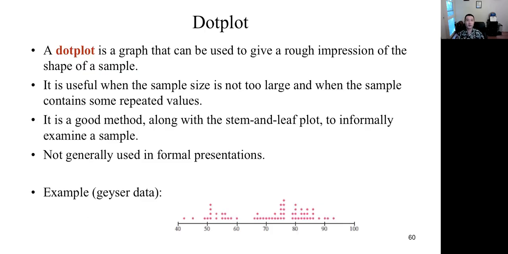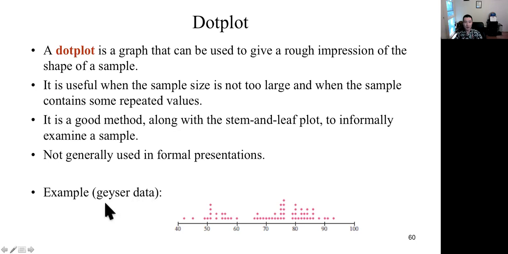The next is called the dot plot. It's similar to the stem and leaf. The dot plot is not used very often either. That graph can also be used to give a rough impression of the shape of the sample. It is used when the sample size is not huge, and when the sample has some repeated values.